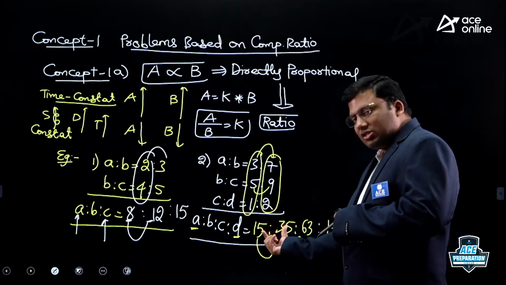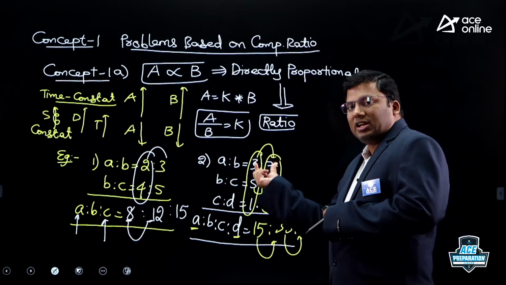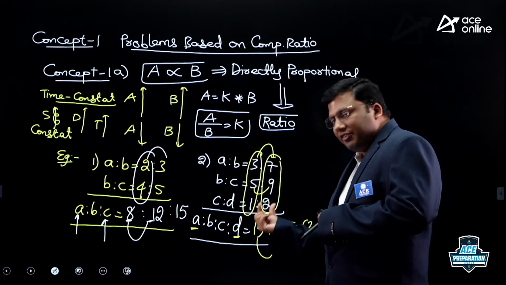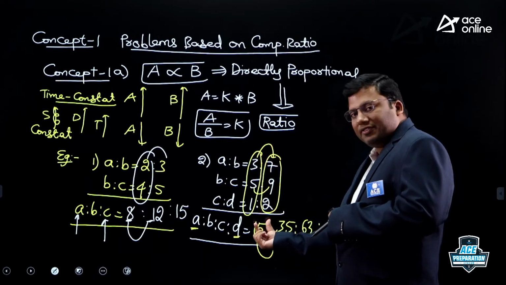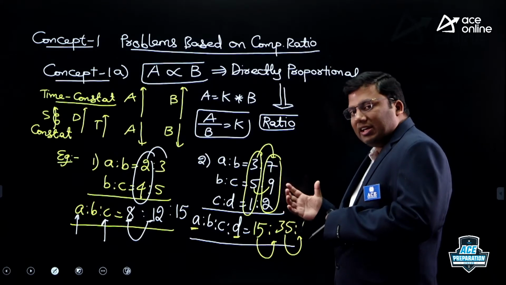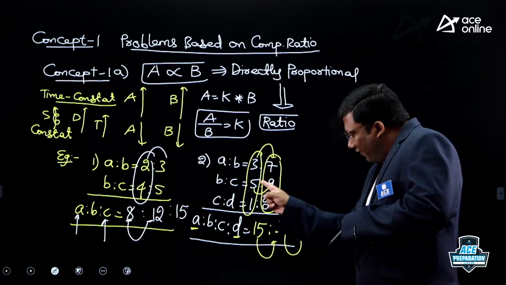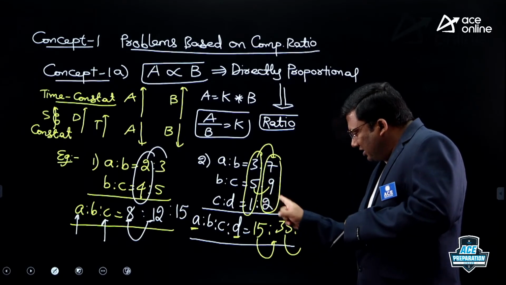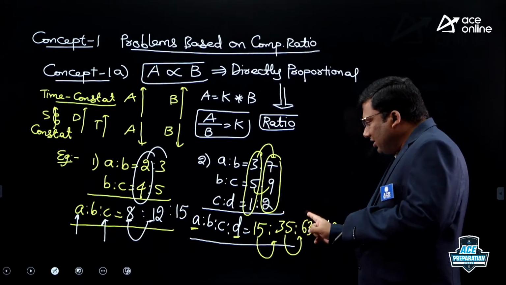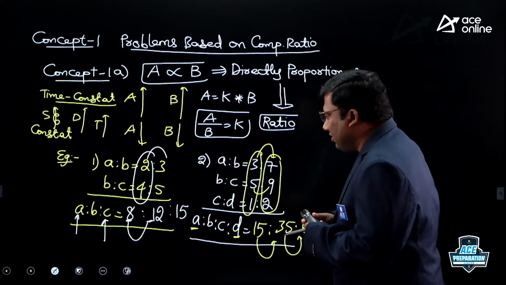Next is A is to B. Compare with original A is to B. 3 became 15, 3 5s are 15, 7 5s are 35. Are you all with me? Next is B is to C. 5 became 35. 5 7s are 35. 9 7s are 63.